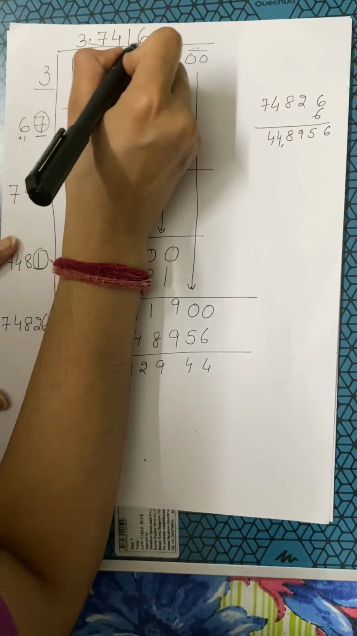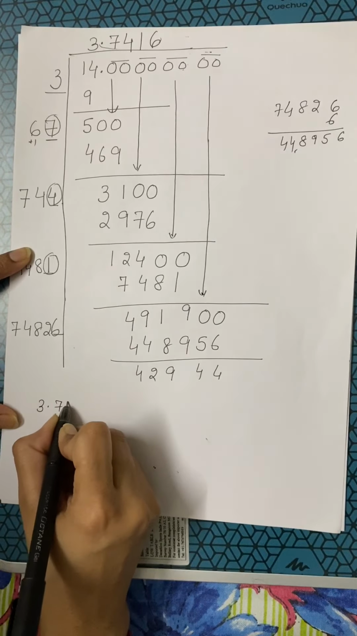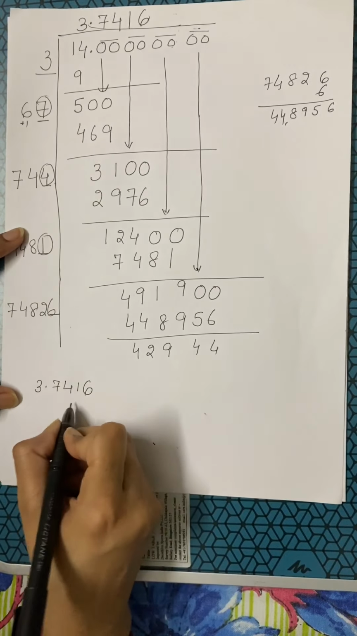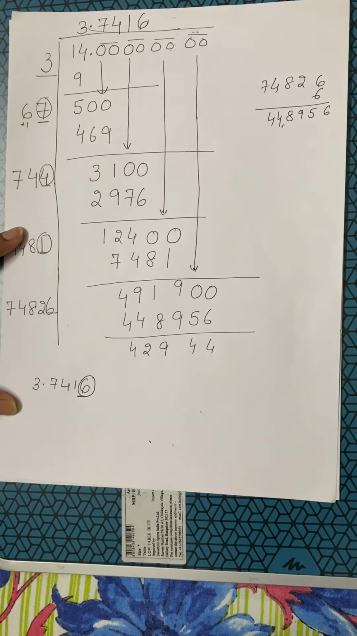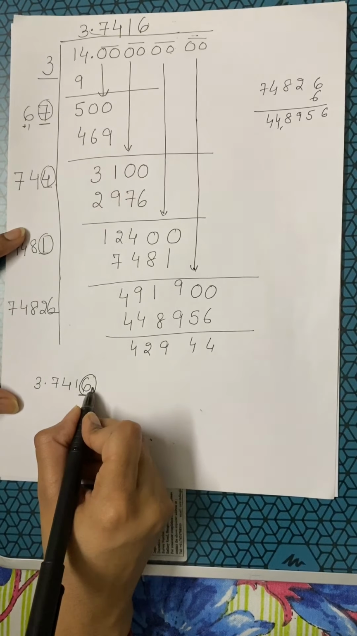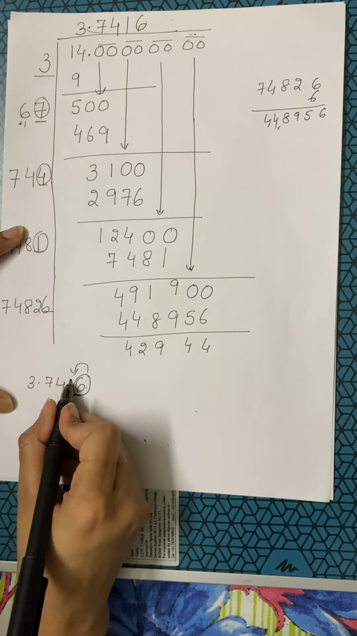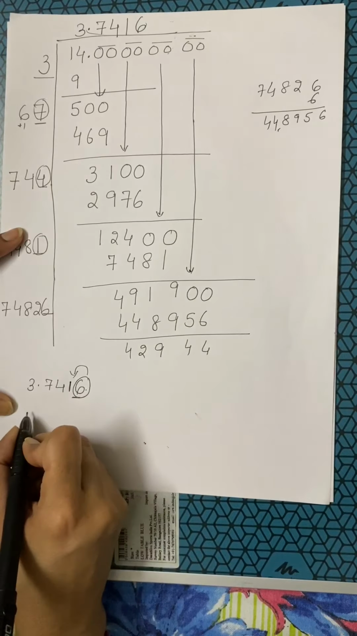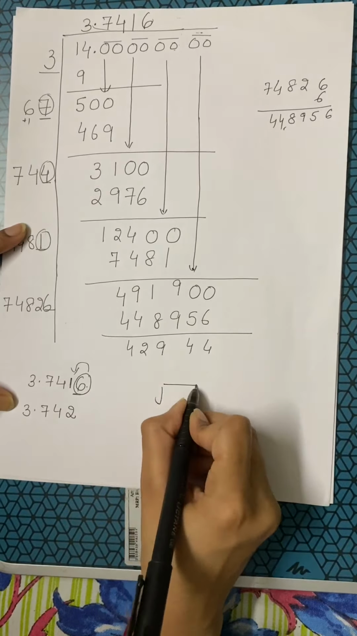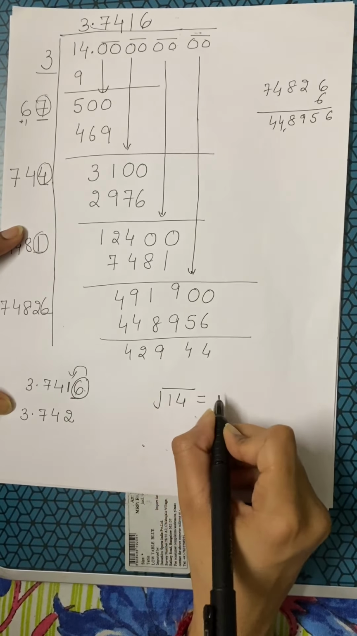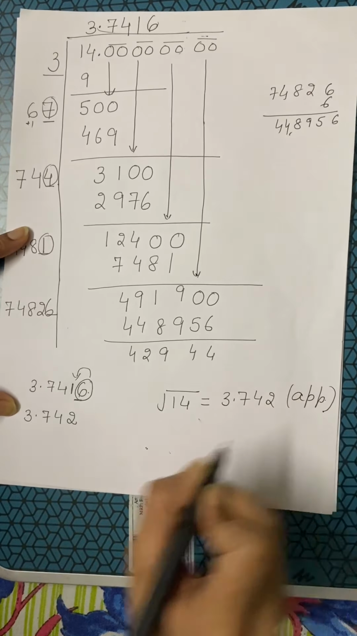Since I've got the answer up till 4 decimal places, that means 3.7416. If I round it off, the digit at the 4th place after decimal is greater than 5. That means I can round it off. After rounding off, I will be adding 1 to this, so it will become 3.742. That means the square root of 14 is 3.742 up till 3 decimal places.